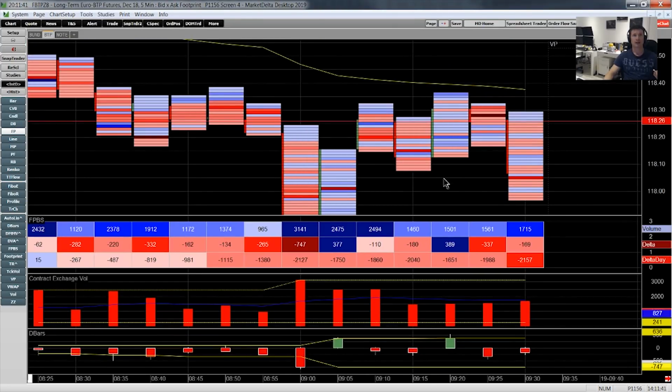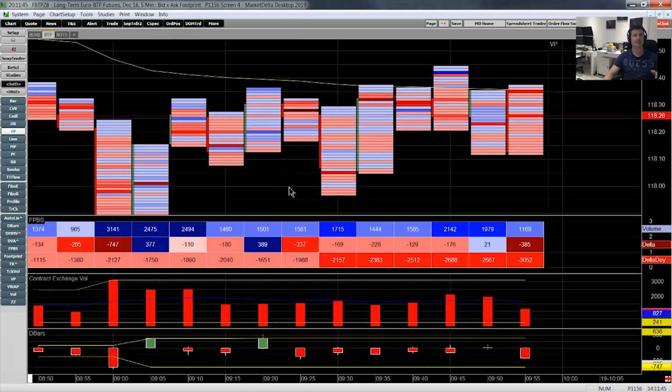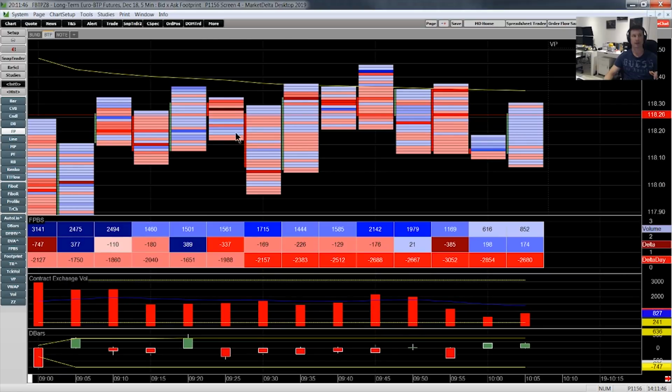Okay. Now notice what happens. There's that 118.26. That key break. What do we do for the next hour and a bit? We sit there, and we sit there, and we sit there. And the buyers trade blows, and the sellers trade blows. What's occurring here? Absorption. Okay, this is that responsive leg.